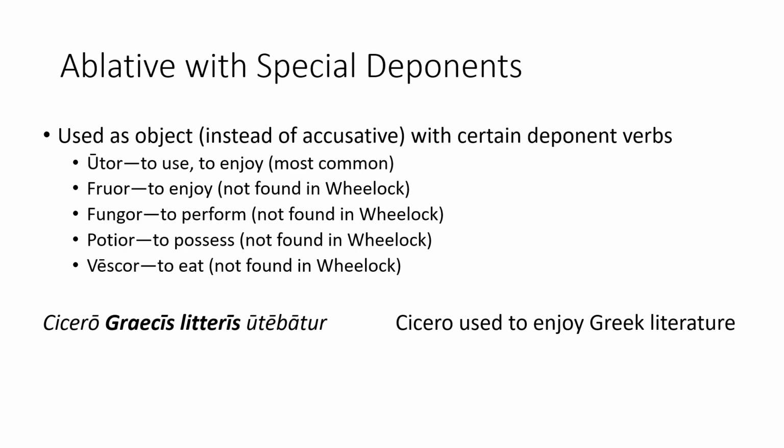Deponent verbs, as passive in form but active in meaning, can take accusative direct objects, something that sets them apart from purely passive verbs. However, certain deponent verbs take the ablative as their object instead of the accusative. The only one that Wheelock uses is utor, which means to use, but others include fruor, fungor, potior, and vescor, which I have chosen to include in case they appear in sight readings in the future. An example of this in use can be seen in the sample sentence on your screen. Cicero Graecis litteris utebatur, which is translated as Cicero used to enjoy Greek literature. As you can see, the ablative Graecis litteris is the object of utebatur.